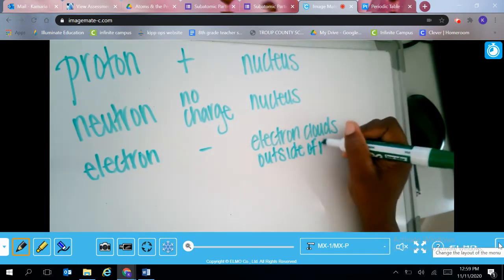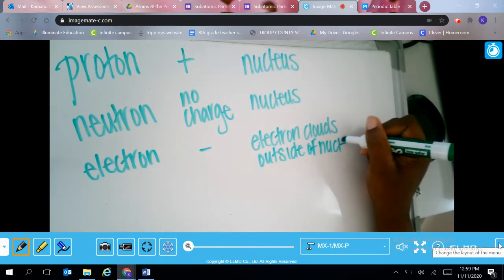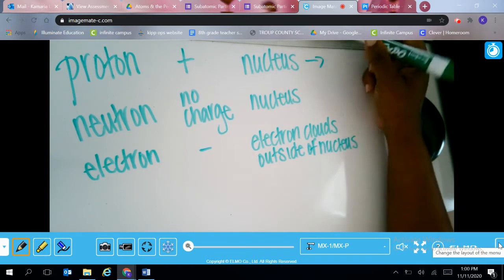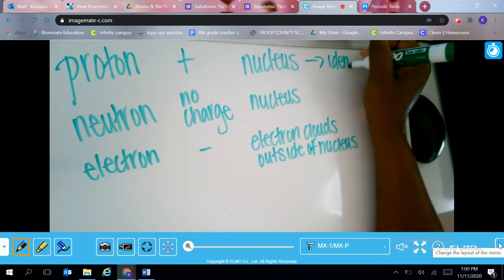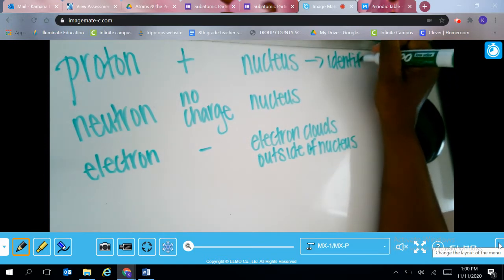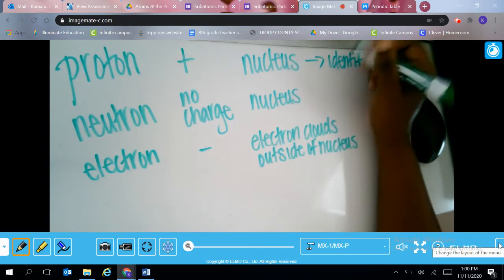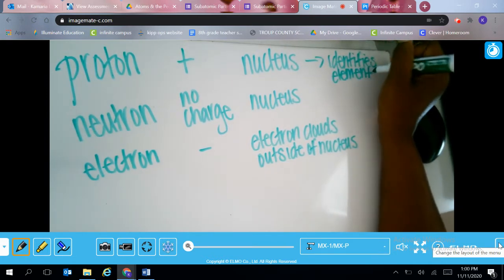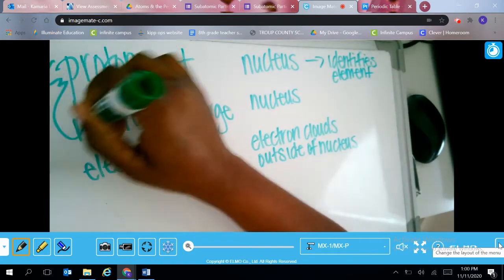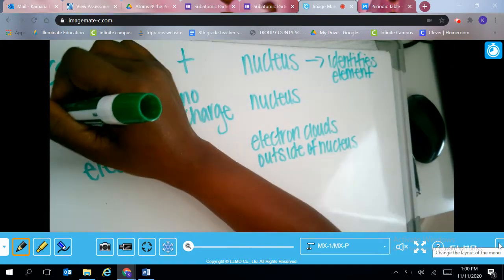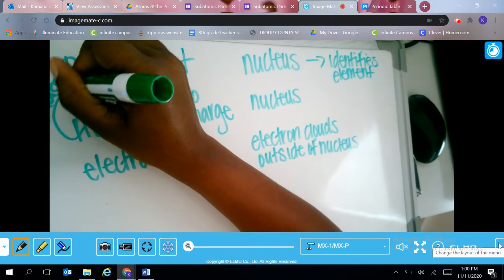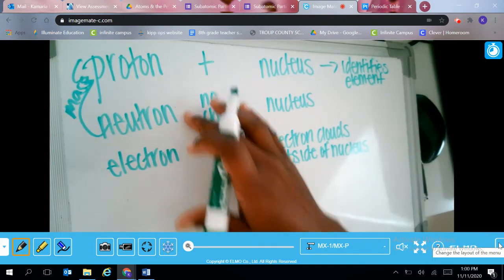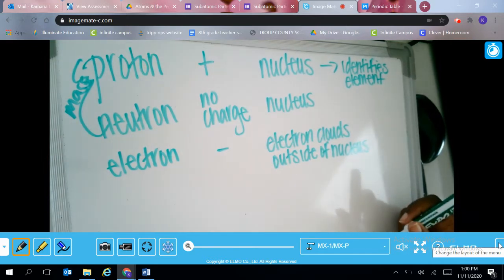All right, so remember the proton identifies the element. Therefore, if my number of protons change, I have a brand new element, okay? And the mass of the element comes from the proton and the neutron together. That is where you get your atomic mass from. Your atomic mass comes from the protons plus the neutrons, okay?